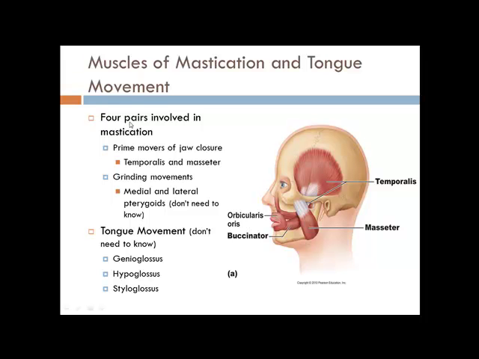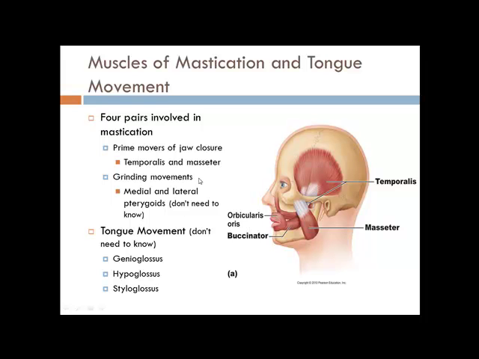Okay, our muscles of mastication. We're going to have prime movers, and our prime movers are going to be our temporalis and our masseter. So here's the temporalis, up and down. This one's going to pull the mandible up, and then our masseter is also going to help with pulling the mandible up and anterior.